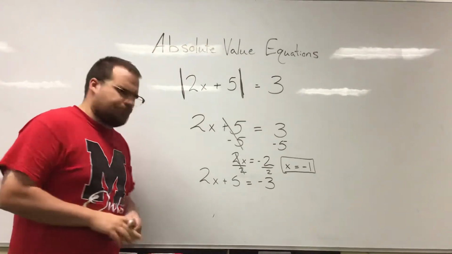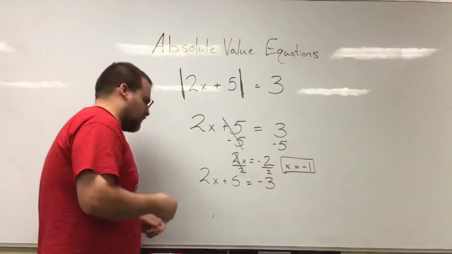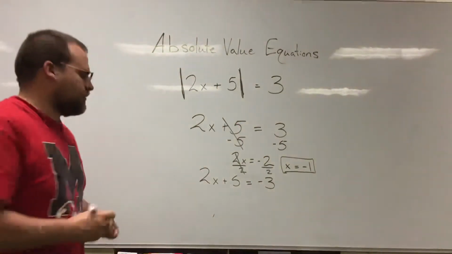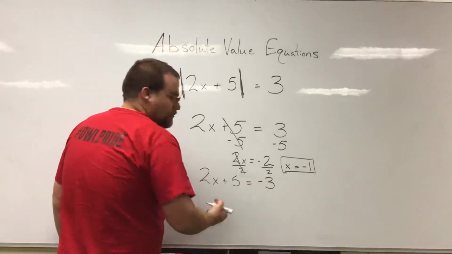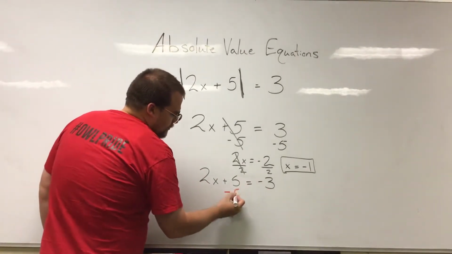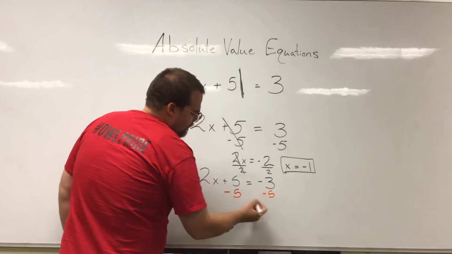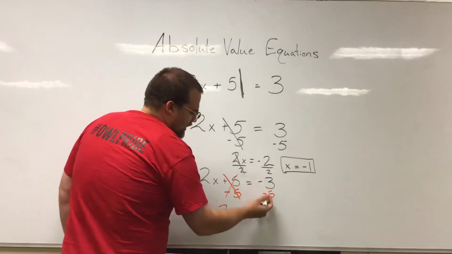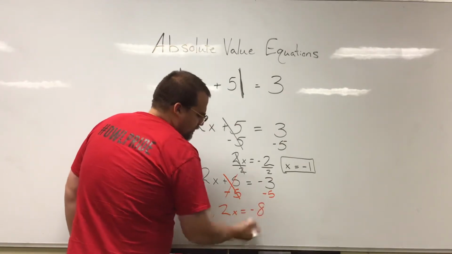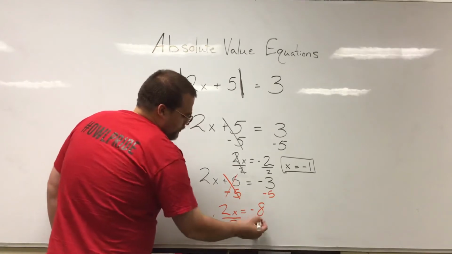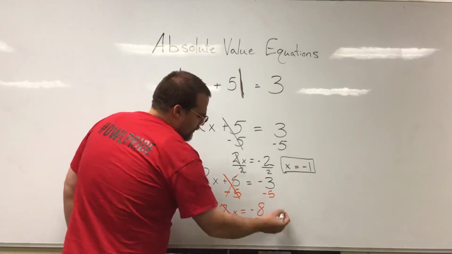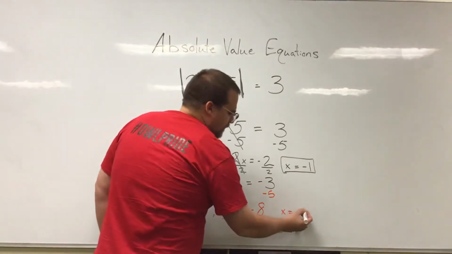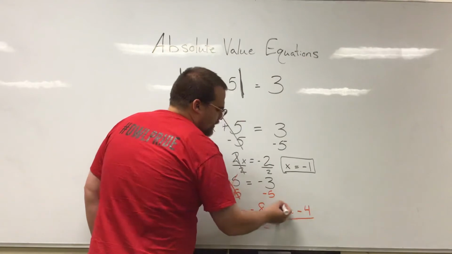Let's take a look at the second one. I'll do this one in a different color so that we can differentiate it a little bit. 2x plus 5 equals negative 3. I'm going to do the same process. Subtract 5. Cancel these out. Get 2x equals negative 3 minus 5, or negative 8. Divide by 2. And find out that x equals negative 8 over 2, or simplified, negative 4.